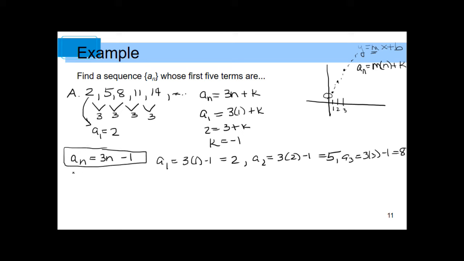Or if you want to write it not as the nth term, but, I guess they asked us for the sequence, so really it would be more appropriate to define the entire sequence. And that just means putting the set brackets around it.